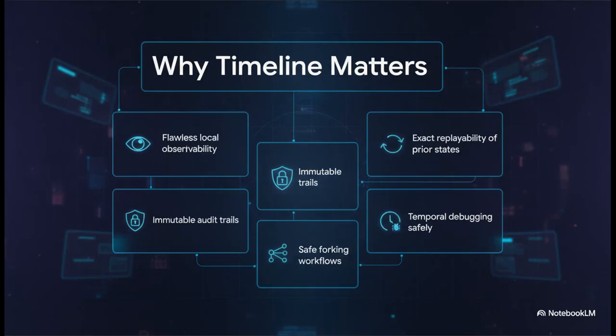So why does this strict timeline matter so much? Well, if you're an enterprise team building complex AI agents, it's a total game changer. Because the state is preserved as an immutable snapshot at every single step, you get flawless local observability. You get exact replayability of prior states. It builds immutable audit trails, super critical when a wildly non-deterministic LLM makes a sensitive decision. You can do temporal debugging without corrupting memory. You can literally pause and see exactly what the LLM saw before it hallucinated. And my favorite, you can safely fork workflows from earlier sequence points. If a tool fails, just rewind, fix the prompt, and resume.